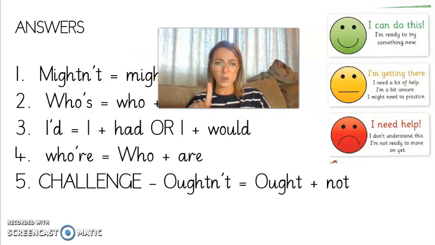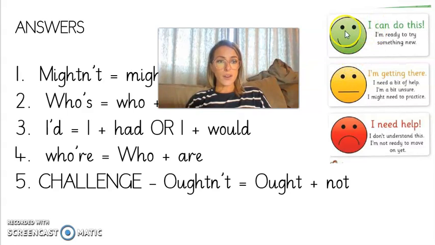So what I'd like you to do, if you're doing this lesson from home, is to give yourself either a smiley face, like we do in class, an in the middle face, or a really unhappy face. And it's okay if you give yourself an unhappy face because that means we can help you a little bit more. Or it might mean that actually, you're not sure yet, but once you've had a bit more practice and you've had a little bit of help, you can do it a bit more on your own.